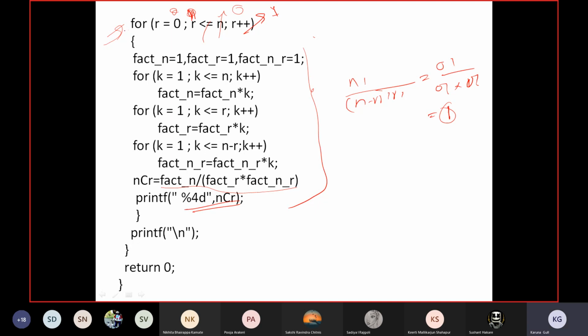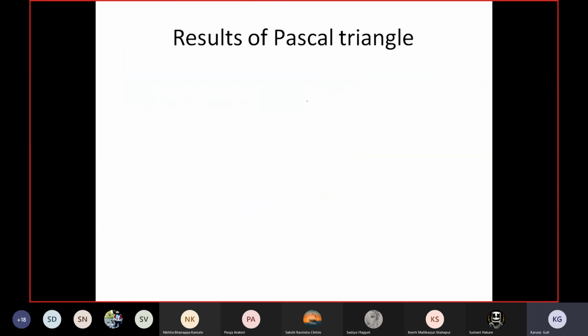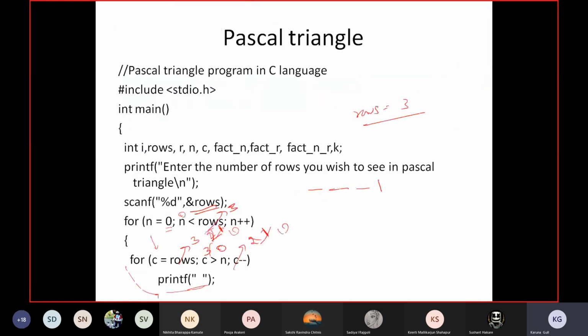Okay. What should I do? Is it true or false? 1 is less than or equal to 0. False. What should I do? Come out of the loop. I'm coming out of the loop and I'm printing the new line character. So meaning is that I have to come to the next line here. Is it okay?